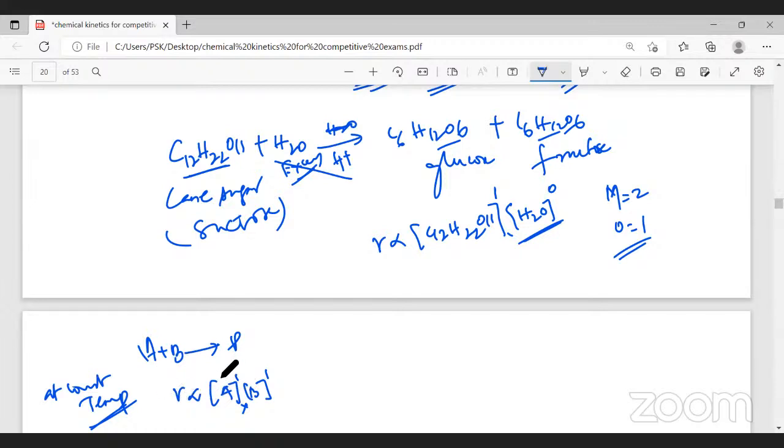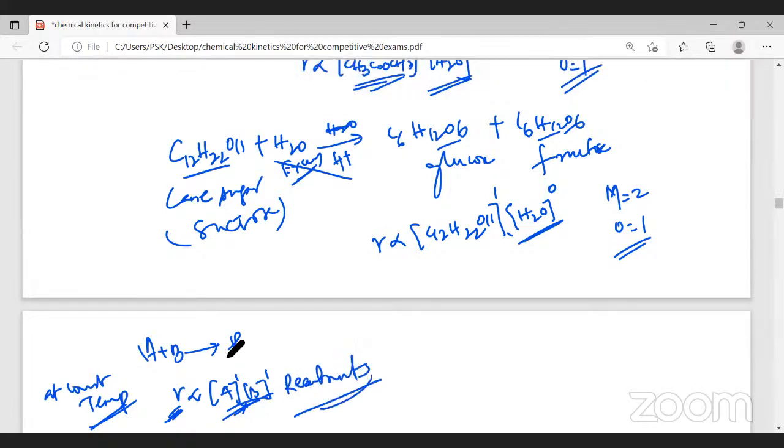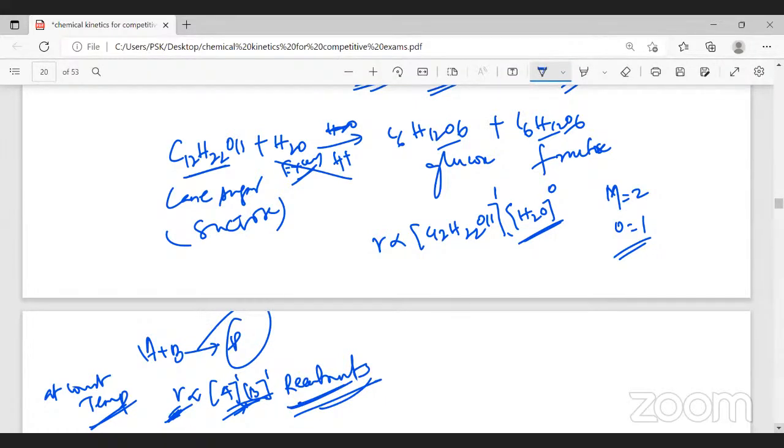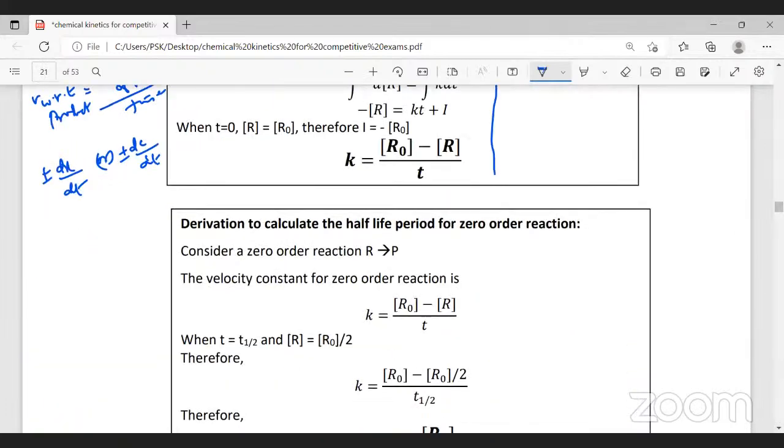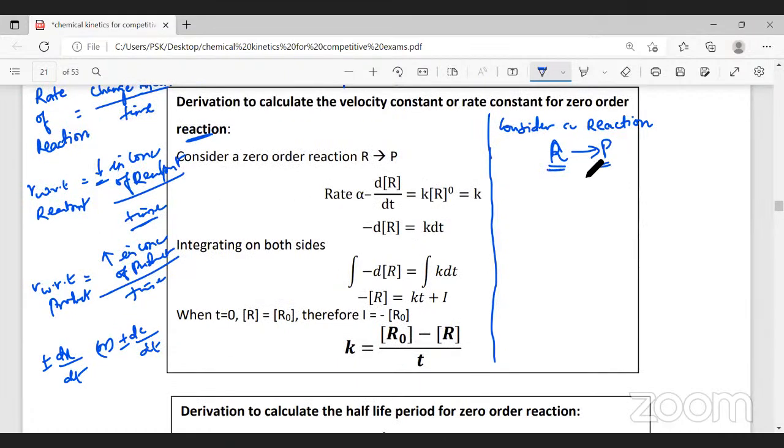Now from this, what we understand is the speed of the reaction or the rate of a reaction depends on the concentration of the reactants. It does not depend on the concentration of the product. The speed of the reaction depends on the concentration of the reactants. That is what I want you to understand. Now, we are considering a reaction R giving you product.